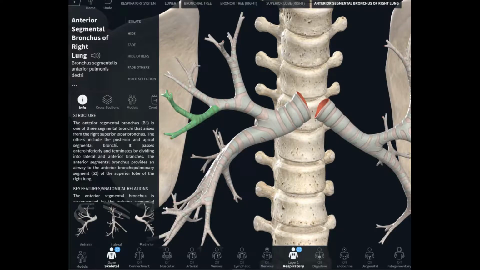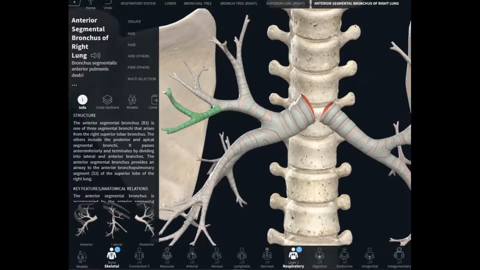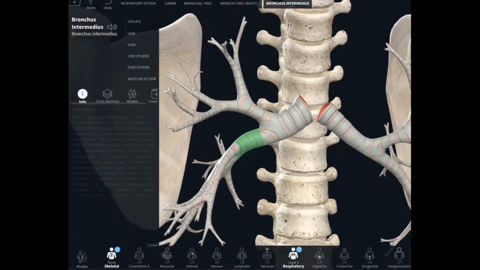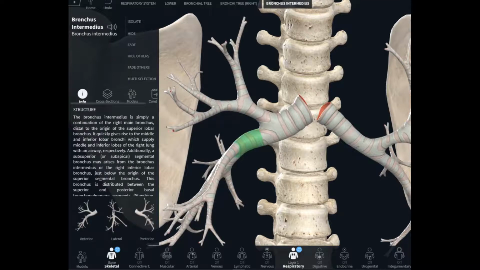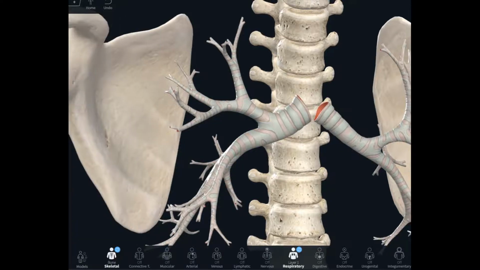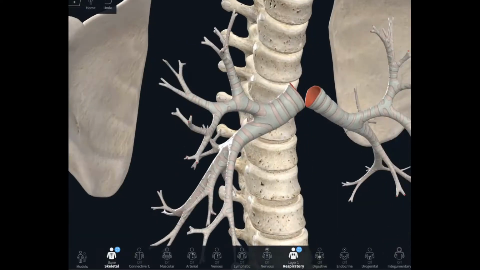Now there is also another division known as the inferior bronchus. The inferior bronchus is quite complex, because the first thing that comes off the main bronchus on the inferior side is the bronchus intermedius. The bronchus intermedius is about 2 centimeters in length.